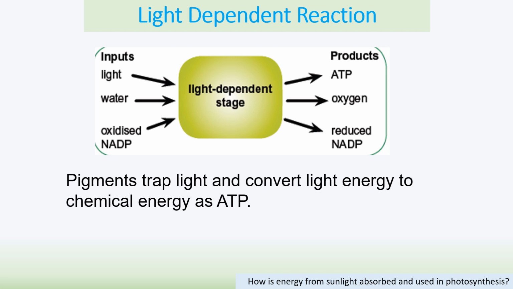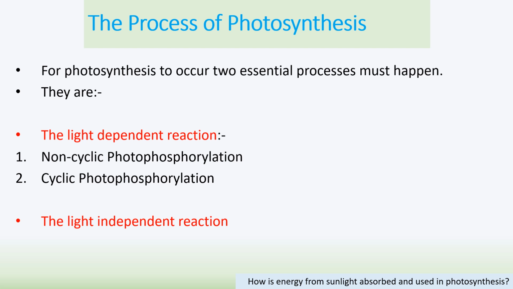Inputs of the light dependent reaction are water, light, and something called oxidized NADP. And the outputs, the products, are ATP, which we will later use up, oxygen, which diffuses out into the atmosphere, and reduced NADP. The 2 products, ATP and reduced NADP, become useful in the final stage of photosynthesis, which we'll talk about after. There are actually 2 parts to the first reaction, the non-cyclic and cyclic photophosphorylation. So the main one we'll talk about is the first bit, non-cyclic photophosphorylation.